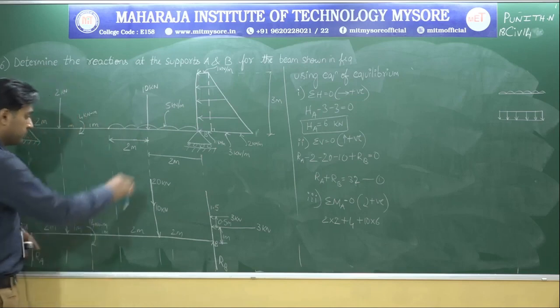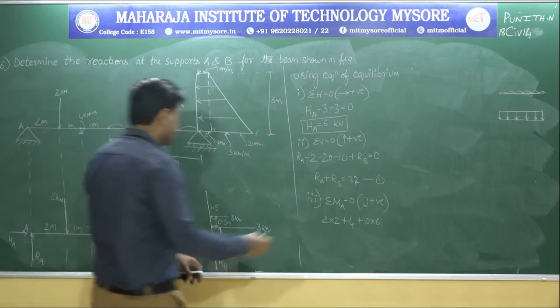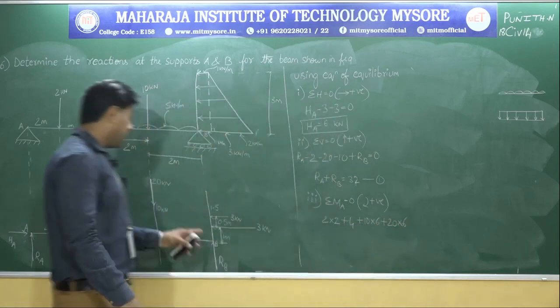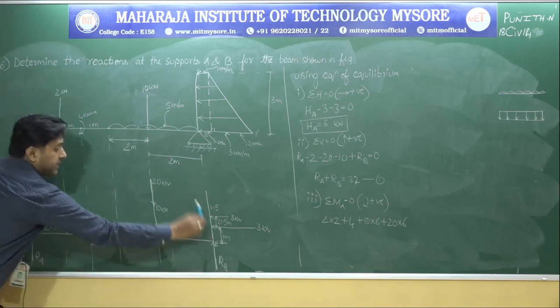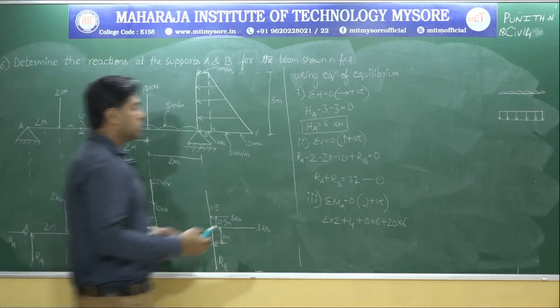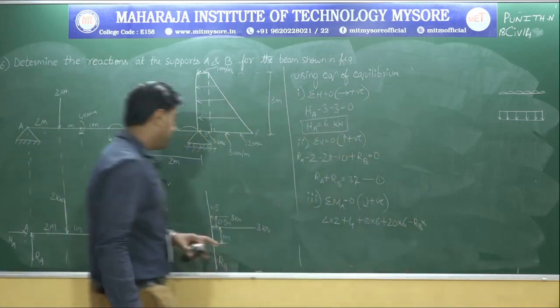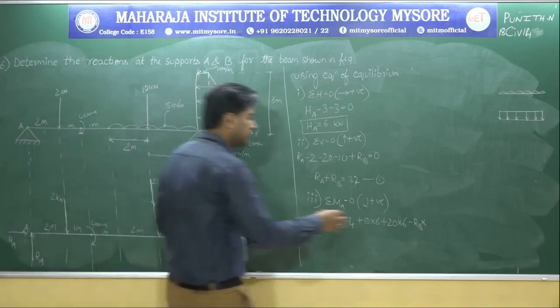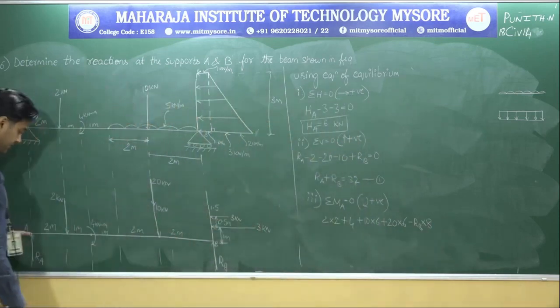There is one more, 20 kilonewton. This 20 clockwise, so 20 into again 6, so plus 20 into 6. Now observe, RB, which is acting in upward direction, has to go in anti-clockwise direction. So minus RB. What is the total span? 4, 5, 6, 8 meter. It is 8 meter.